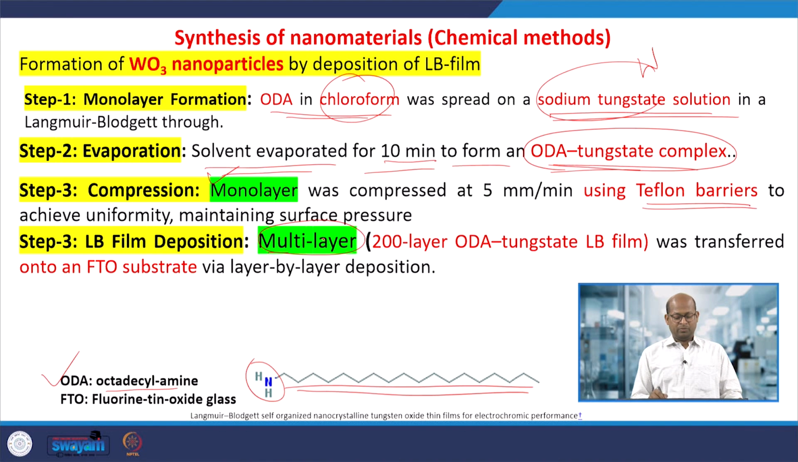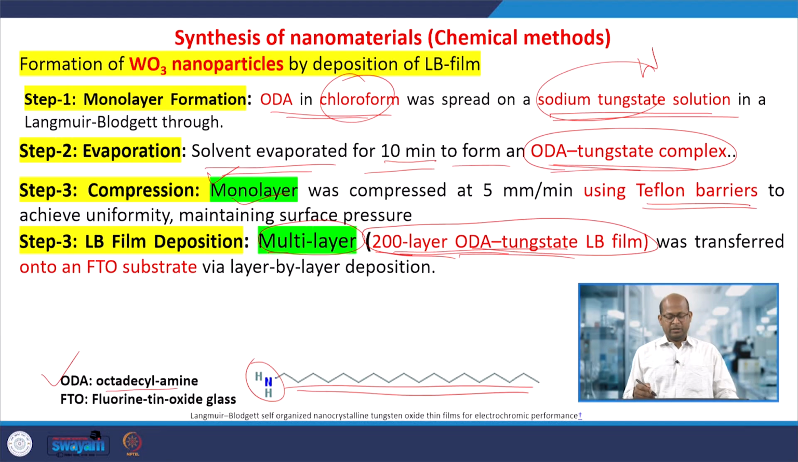We can also form multilayers: initially a monolayer forms, and then multiple layers also form. 200 layers of ODA tungsten LB films can be formed by dipping the substrate into the solution multiple times. That way we can make multiple layers, and they can be transferred to any other substrate.